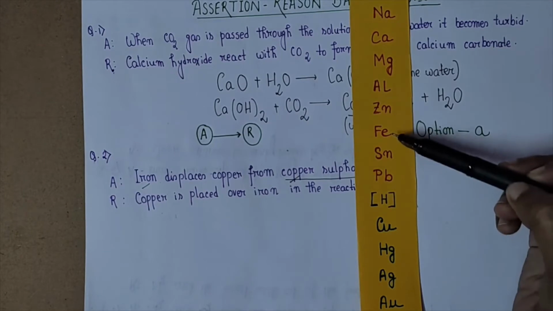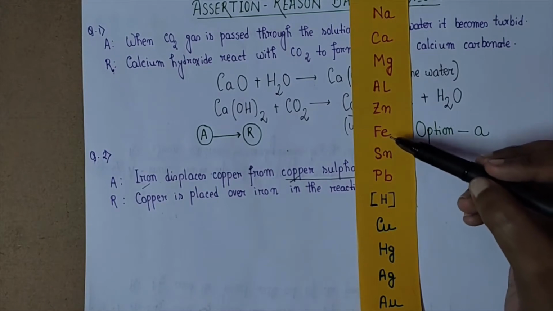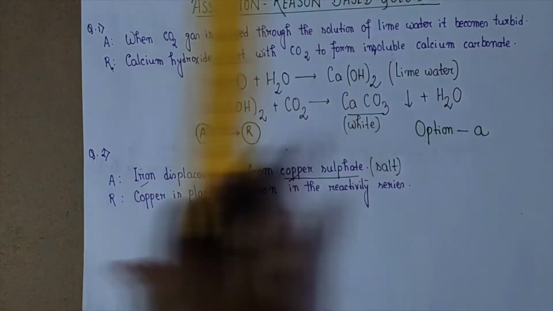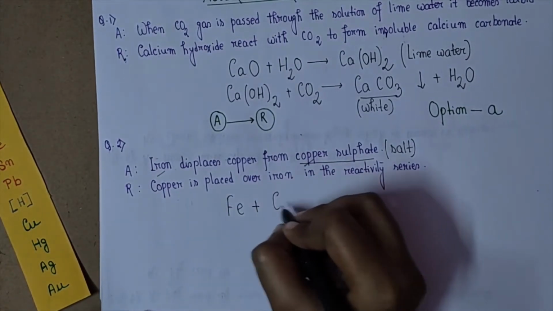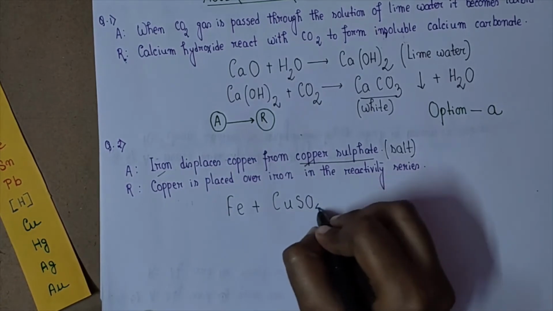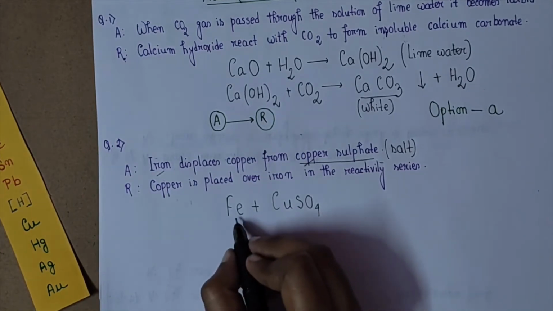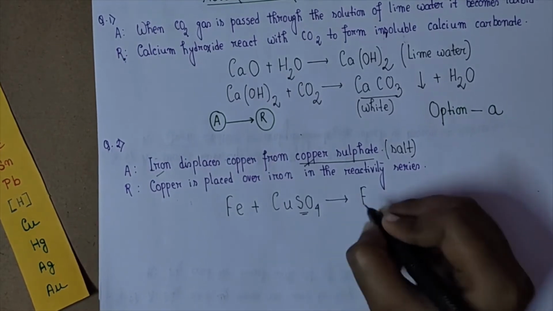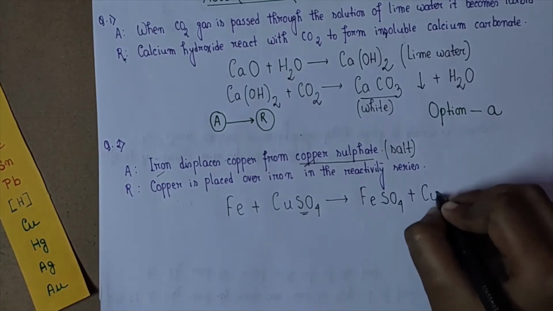So obviously iron is placed above copper. So iron is more reactive than copper. That is how iron can displace copper from its salt solution. So what should be the equation? Iron Fe plus copper sulfate CuSO4. As iron is more reactive than copper, iron can displace the sulfate from the copper sulfate solution. So what will we get? We will get iron sulfate FeSO4 plus copper.